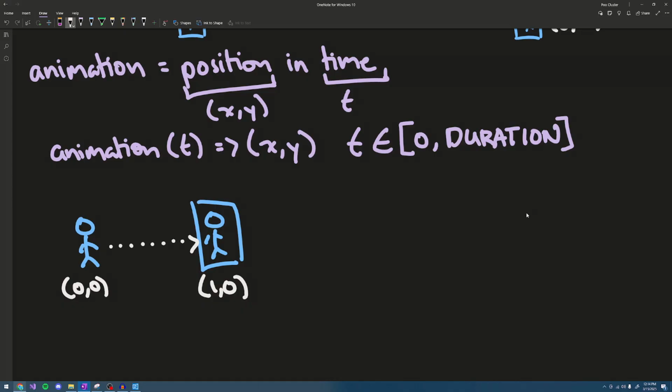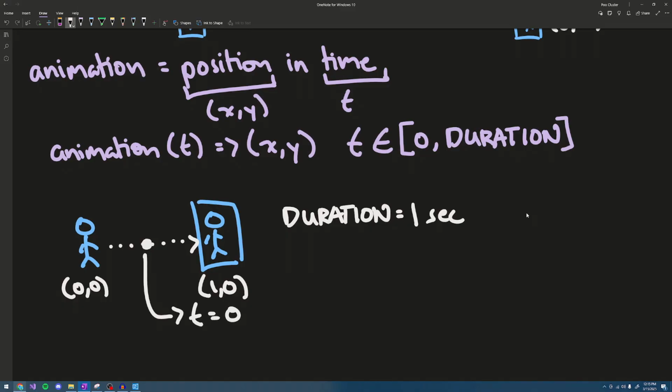One thing to note is that time is continuous. Time increases pretty smoothly from 0 to duration. So our animation should look pretty smooth going from 0, 0 to 1, 0. Let's say that duration is 1 second. If the duration is 1 second, if t is half a second, it should be somewhere in the middle. It should be somewhere like right here.